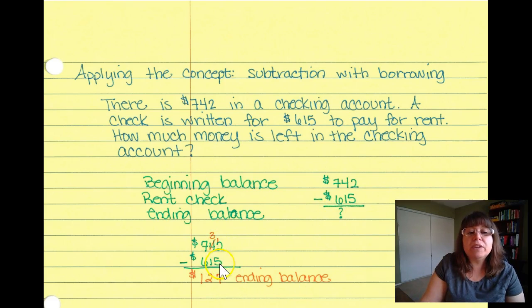Let's start with the 2 and the 5. Well, the 2 is smaller than the 5, so I need to borrow from the 4, changing that to a 3, and giving 10 over to the 2, making it a 12. So now the problem becomes 12 minus 5. 12 minus 5 is 7. Well, now I have 3 minus 1 is a 2, and 7 minus 6 is a 1. So my ending balance in the checking account is 127.